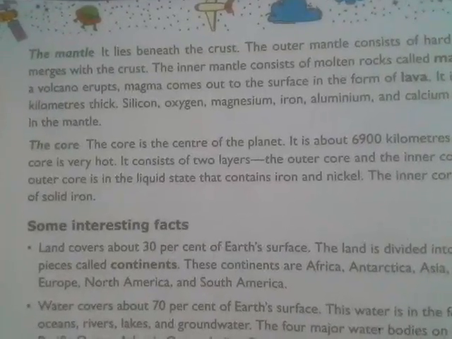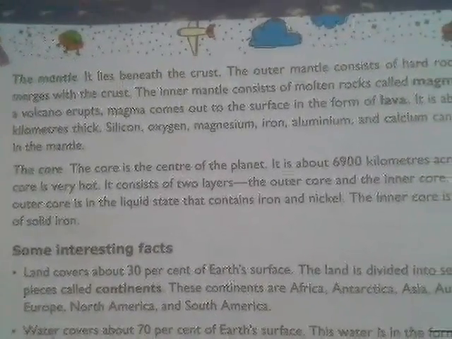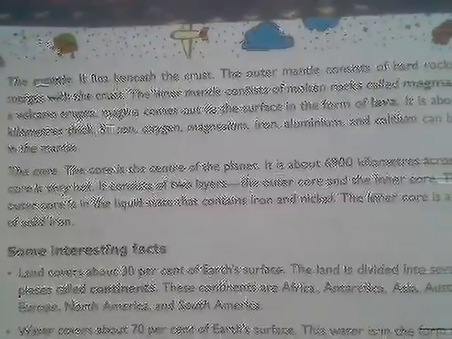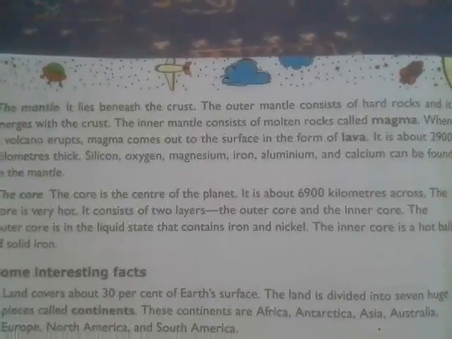Now you have the mantle. So the mantle mostly consists of hard rocks. It consists of magma and lava. It's the area which is below the crust. It also contains some important gases or substances: silicon, oxygen, magnesium, iron, aluminium. So these are all the substances which are present in the mantle.